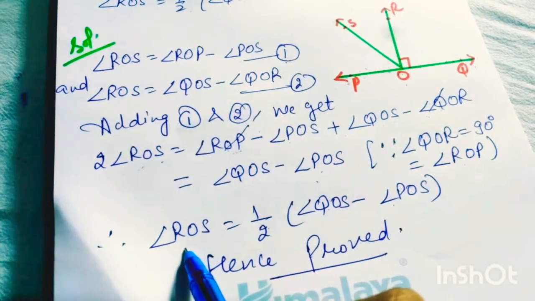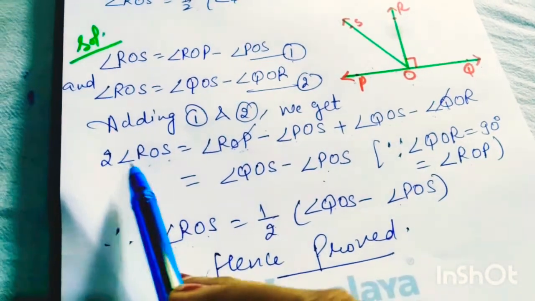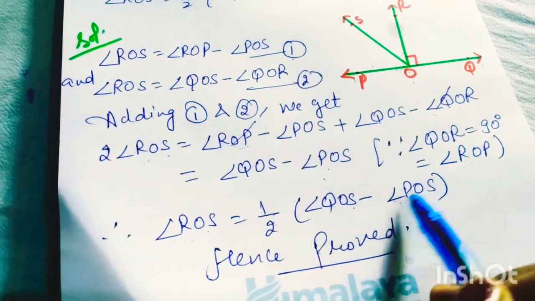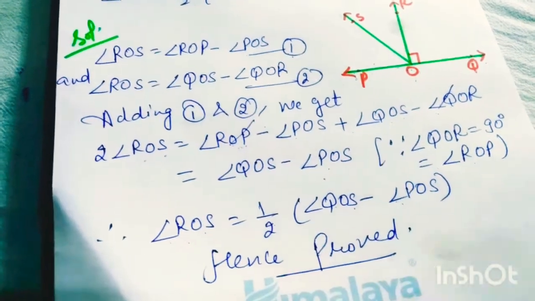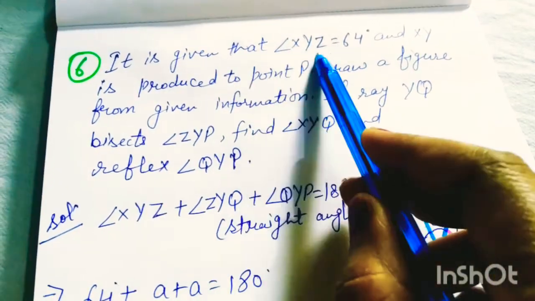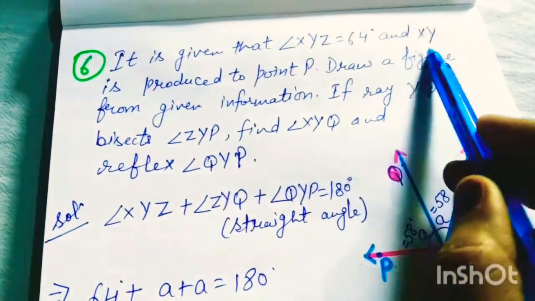Now what is the value of angle ROS? This is equal to half of angle QOS minus angle POS, since the 2 goes to the other side. Hence proved.